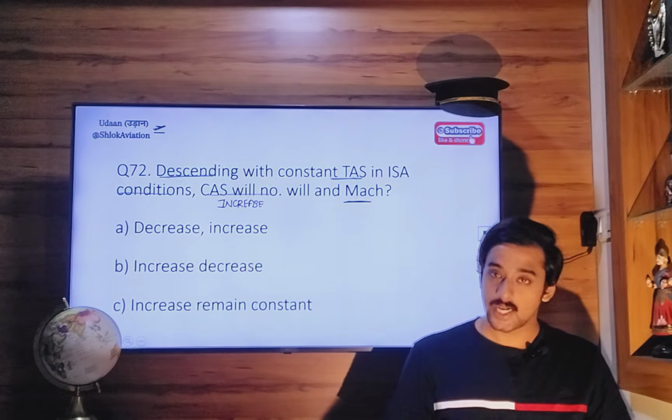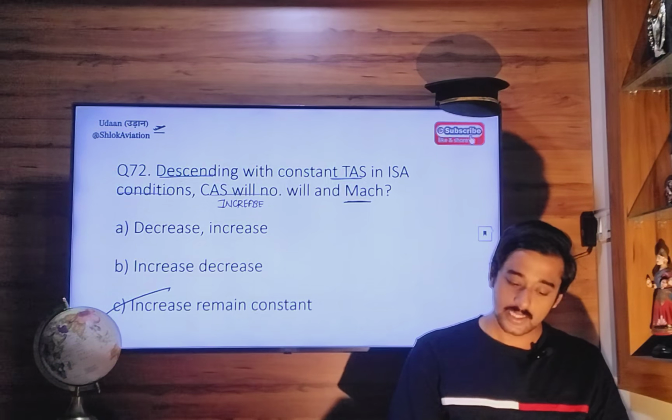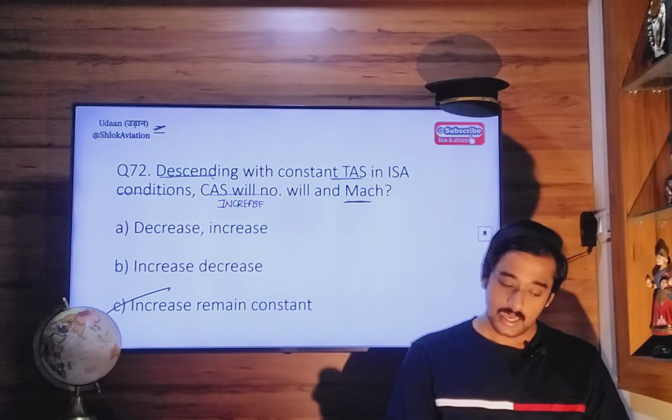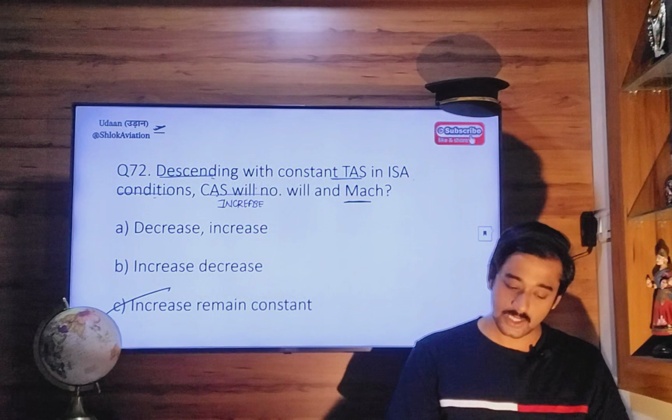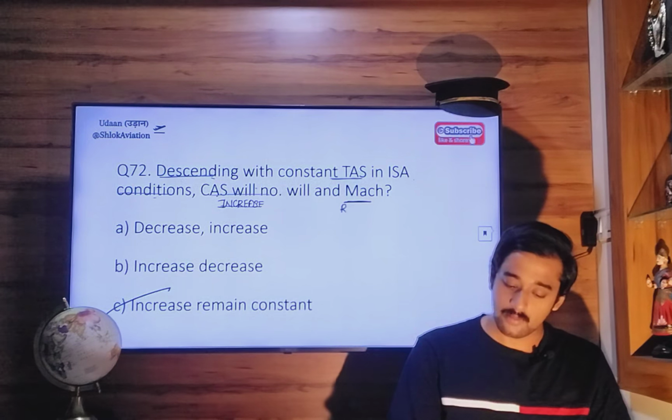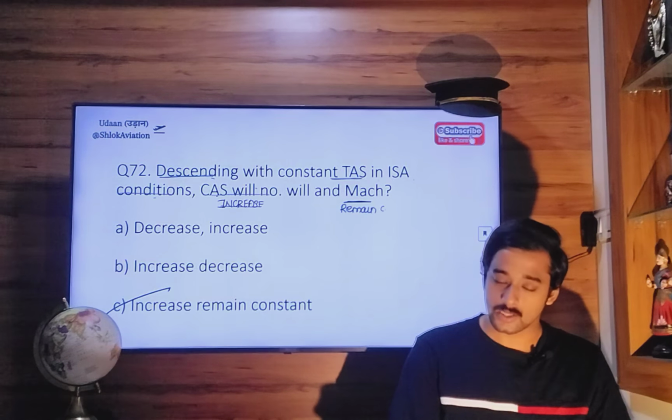So the correct answer here will be option Charlie. Descending with constant true airspeed in ISA conditions, calibrated airspeed will increase. Mach number will remain more or less the same, constant.